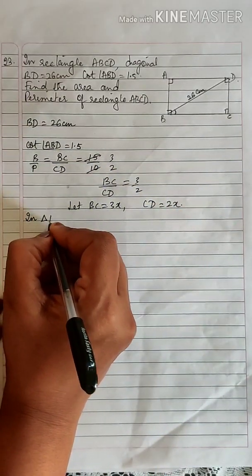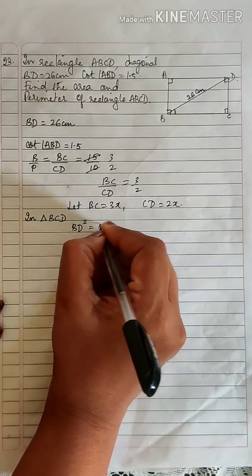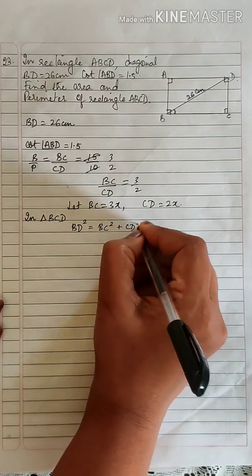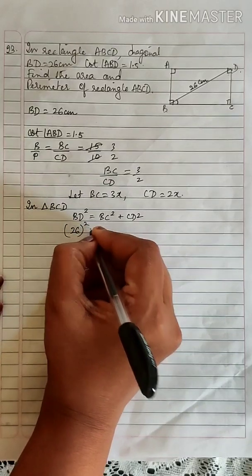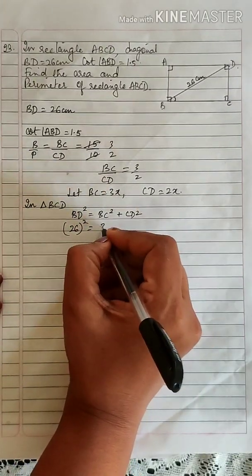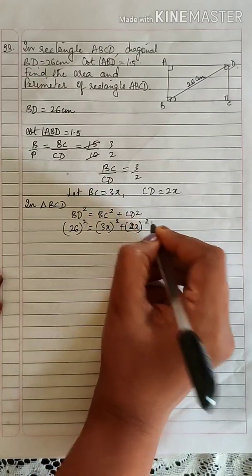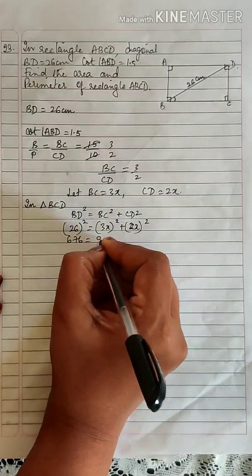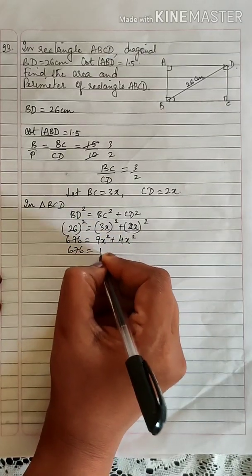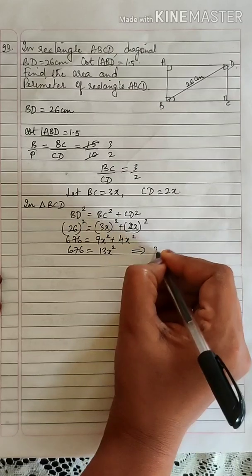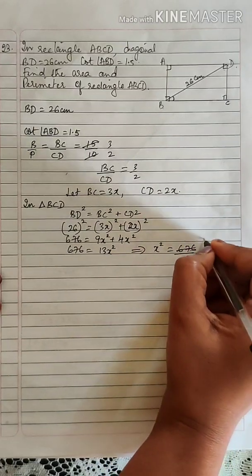Now in triangle BCD, by Pythagoras theorem, BD square is equal to BC square plus CD square. You know the length of BD is given as 26. So 26 square is equal to BC is 3x and CD is 2x. So you get 676 is equal to 9x square plus 4x square, or 676 is equal to 13x square, which will give you x square is equal to 676 upon 13. 13 4s are 52.